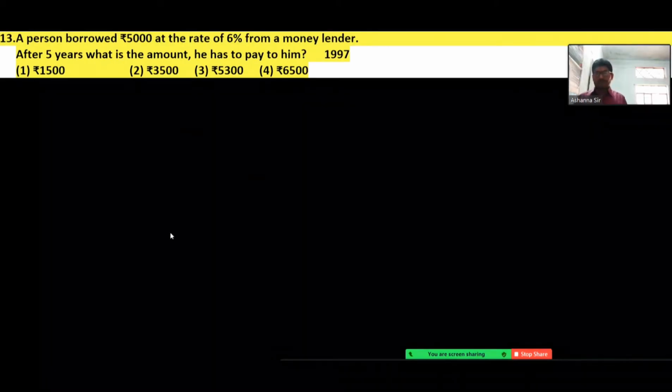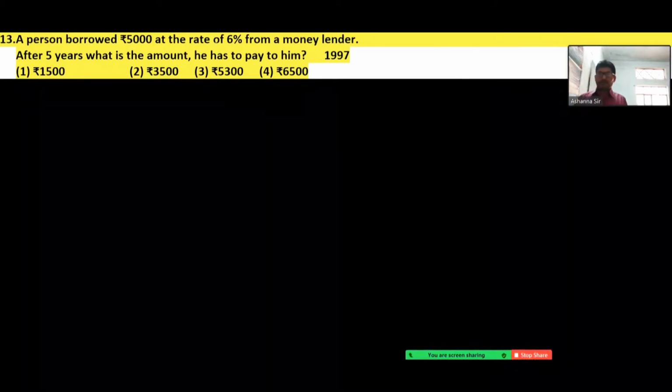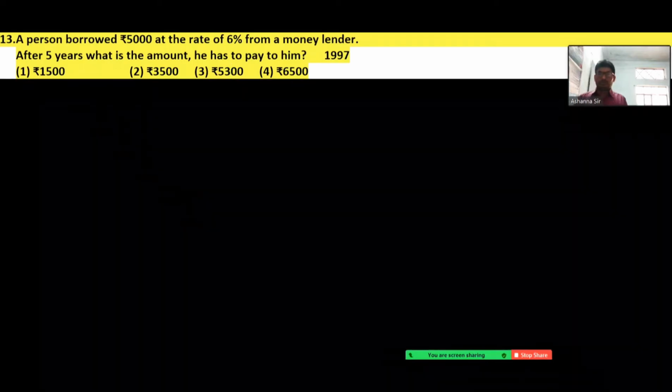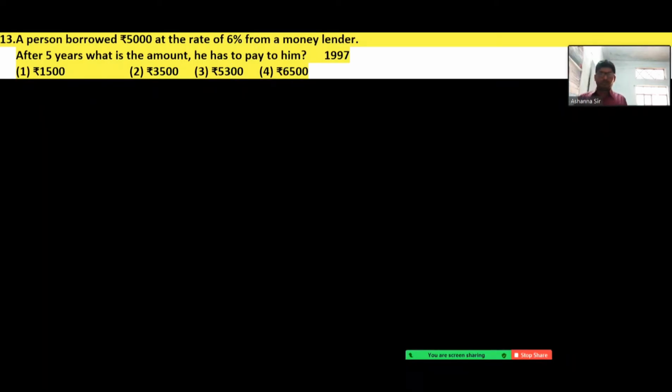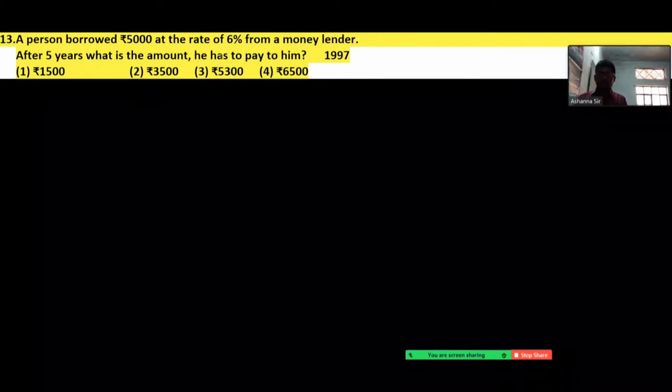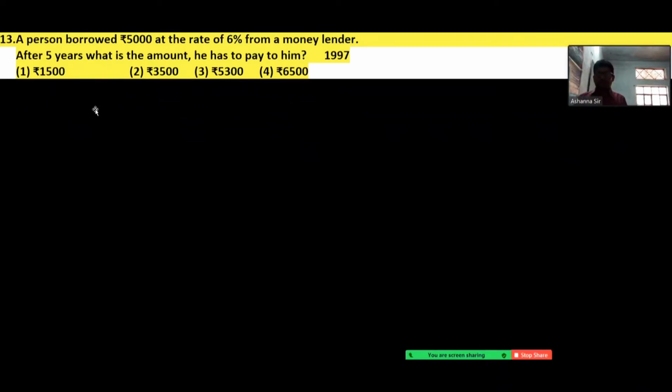Question number 13. A person borrowed 5,000 at the rate of 6% from a money lender. After 6 years, what is the amount he has to pay to him? Here also we have to find amount. So how to find amount? Amount A is equal to interest plus P or P plus interest. First we have to find interest, then add principal to this interest. So interest I is equal to PTR by 100.